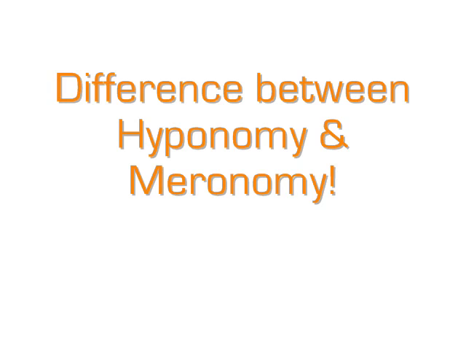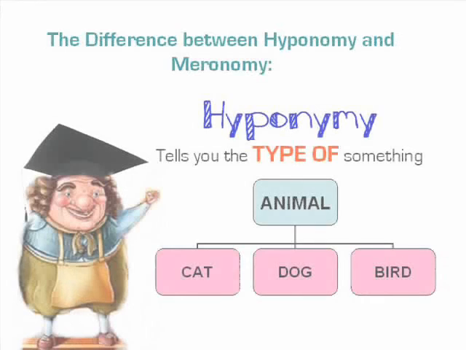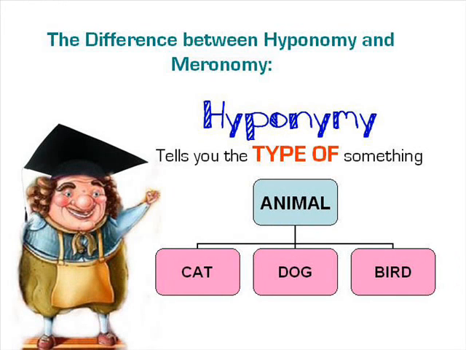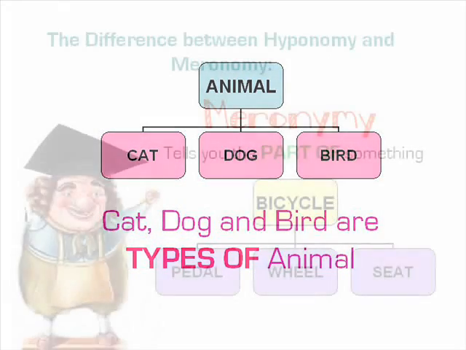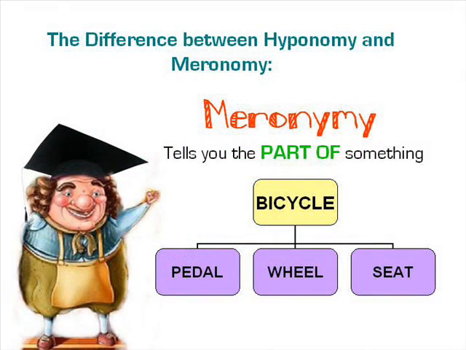There's more. Mr. Brown rightly points out that there is a difference between hyponymy and meronymy. Hyponymy tells you the type of something. For meronymy, they tell you the part of something.